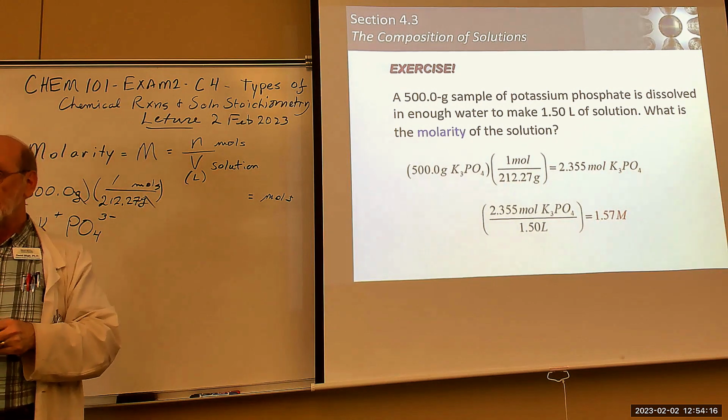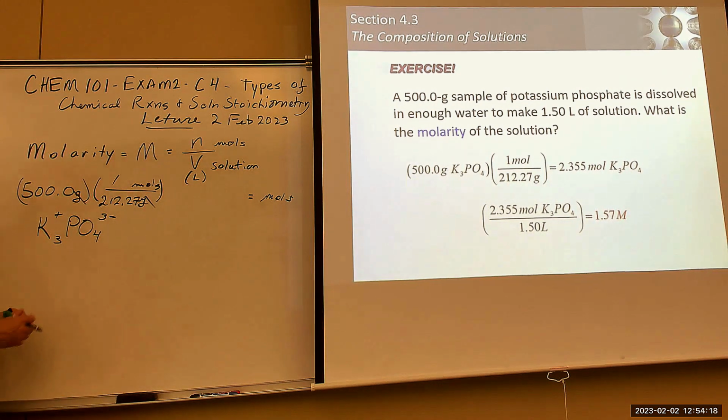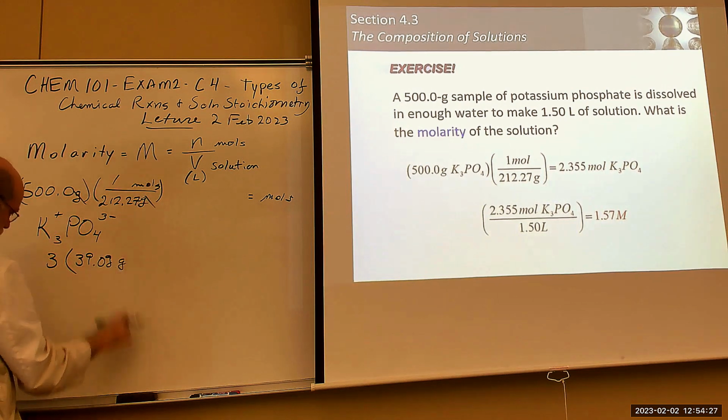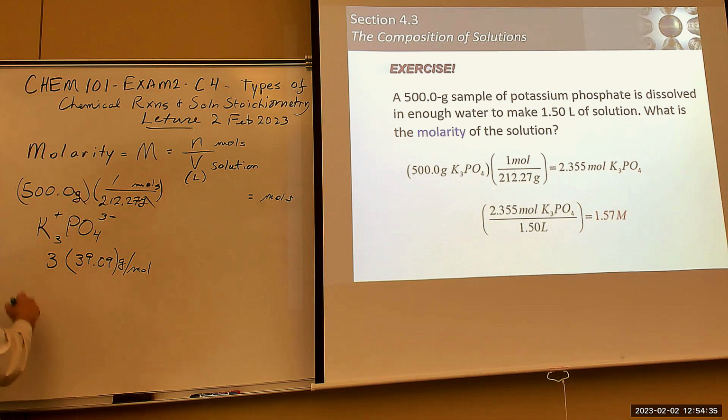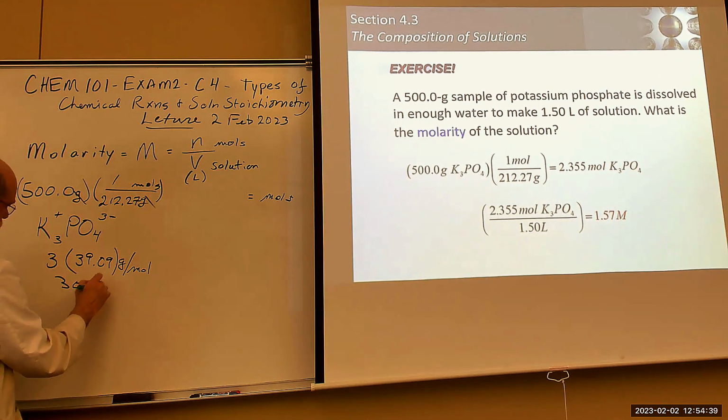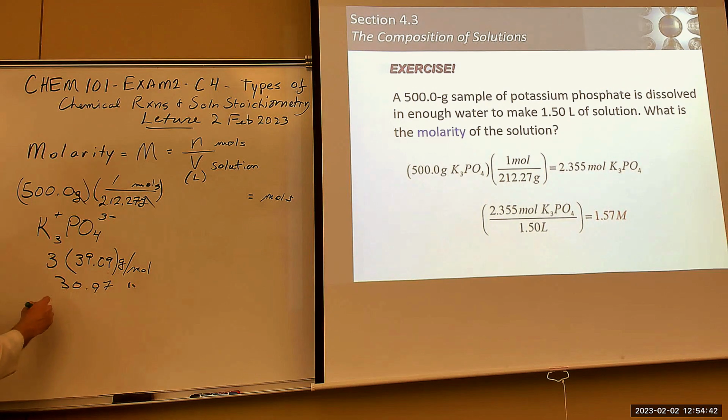How did you get the 212.27 grams? Potassium, 39.09 grams, excuse me, grams per mole. And then phosphorus, which is 30.97. There's only 1 of them. Right. And then 4 times oxygen, which is 16 each. Okay, I see how you did it. And then add them together. Yeah, that's how you get the molar mass of a compound.